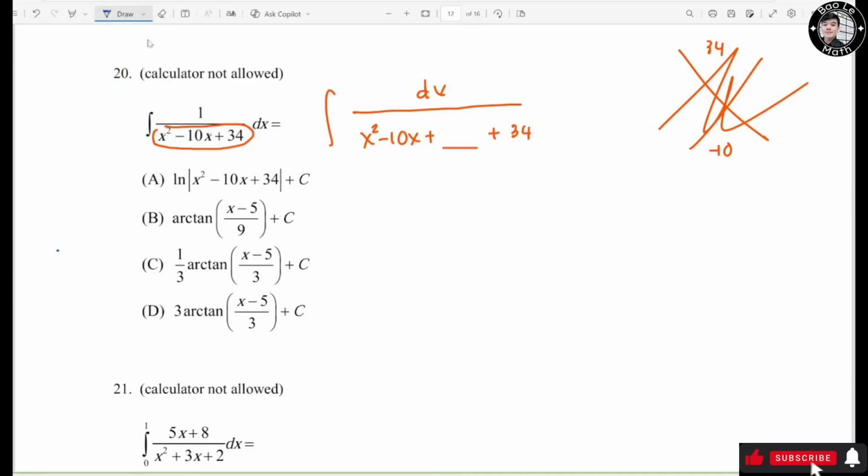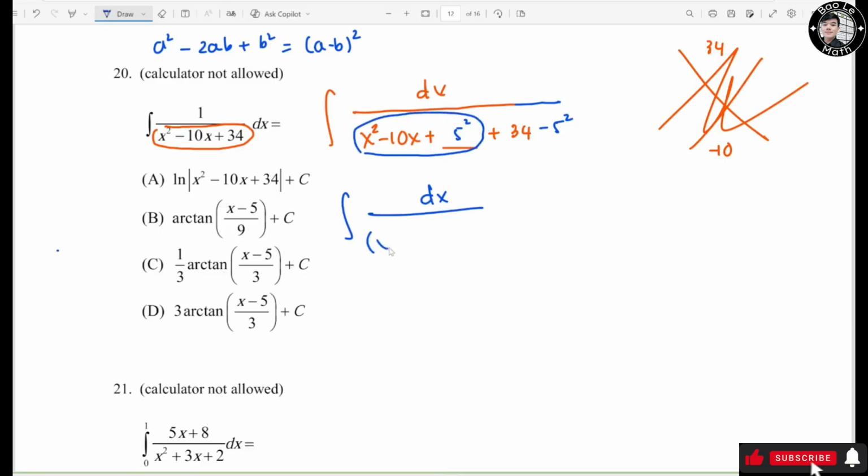Now remember, a squared minus 2ab plus b squared is (a minus b) altogether squared. So in order to find the third term right here, you take the middle term 10, divide by 2, and square it to get 5 squared. So you literally add 5 squared, and you need to subtract 5 squared. So it's going to be the antiderivative of ds over the first three terms, which become a complete square, (s minus 5) altogether squared, plus 34 subtract 25, which is 9. But 9 is 3 squared.